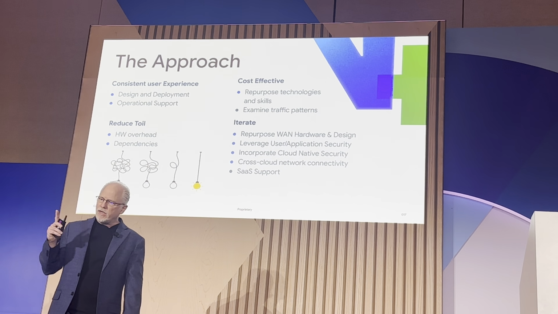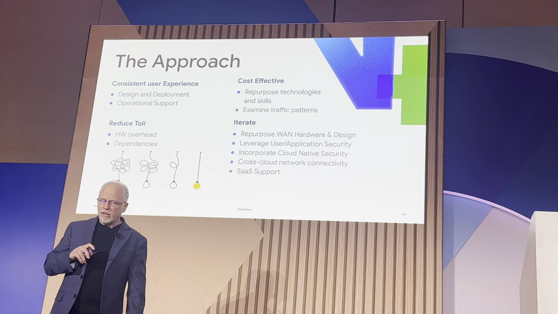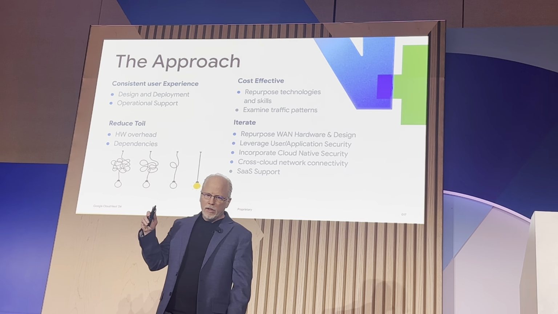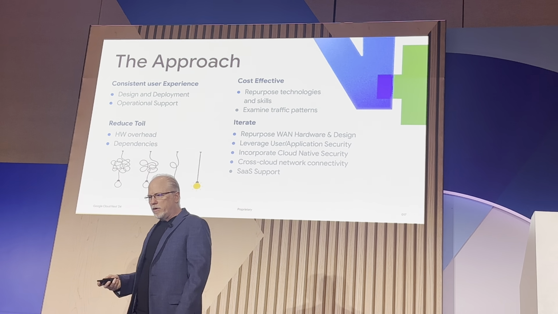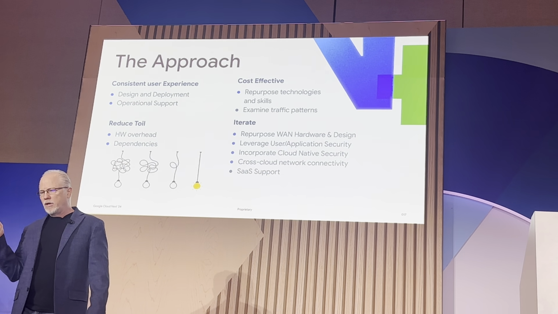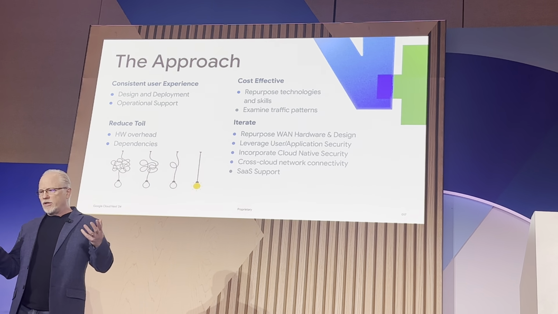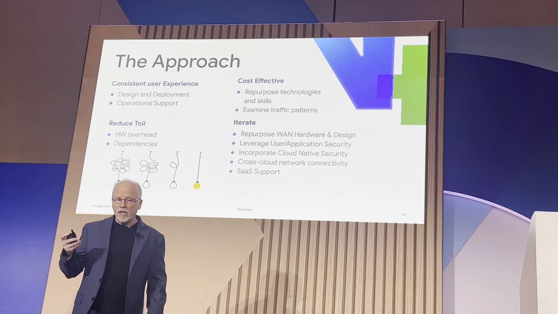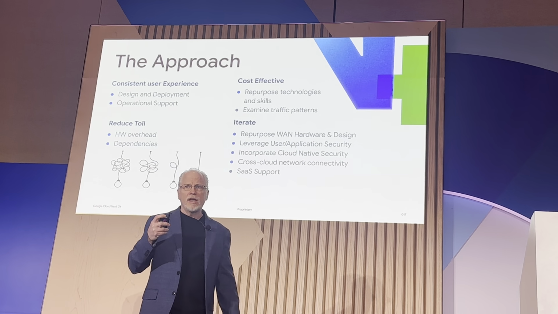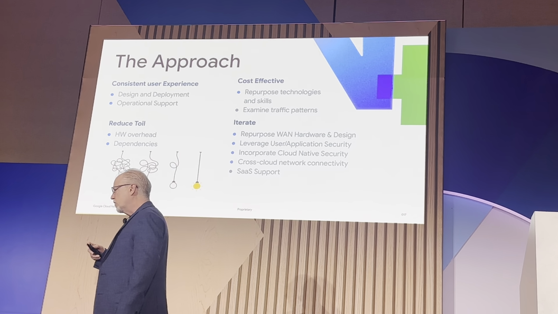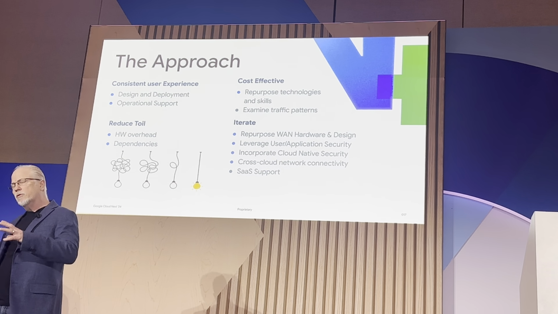Last piece, iterate. I think this is key in terms of how you move towards your end goal. Repurposing hardware, really kind of beat that one to death, but essentially existing hardware is there. How do you manage the routing and provide minimal changes? Leveraging the user application and application ID security perspectives for your SASE to help improve that zero trust capability.